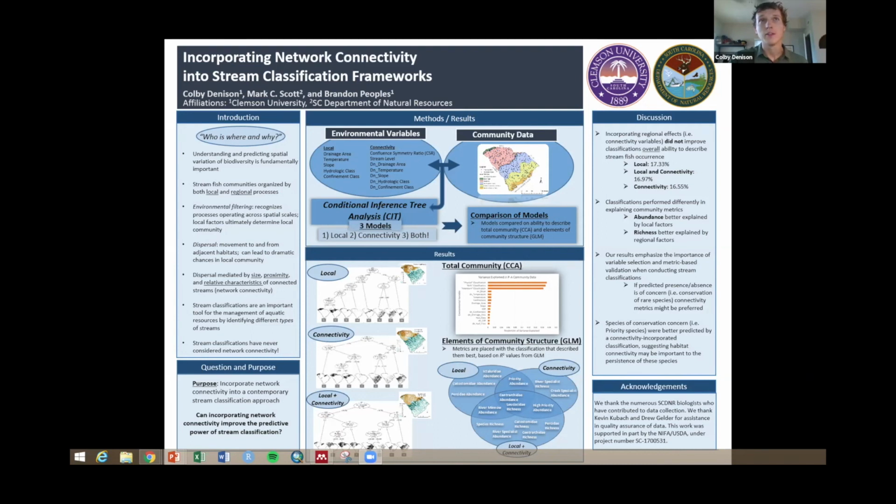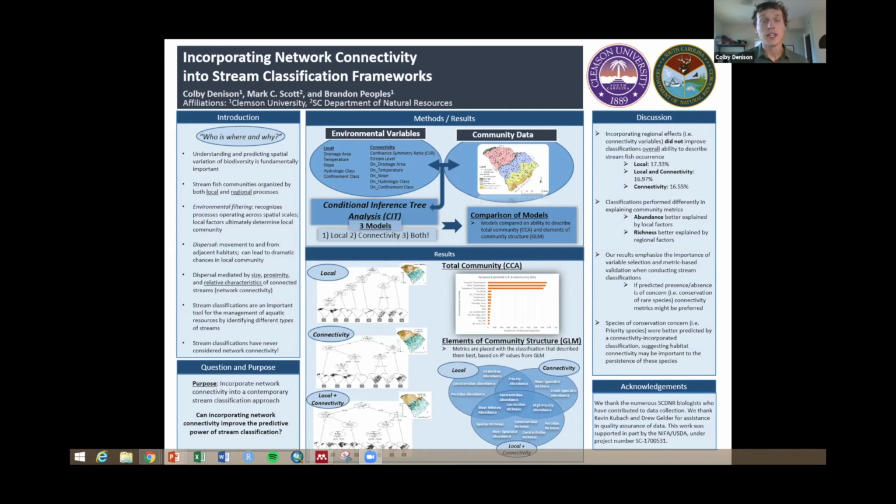So the title of my project that I'm presenting today is Incorporating Network Connectivity into Stream Classification Frameworks. And this is a pretty interesting exercise to put together this poster. I've presented it 5 times at conferences, but always as an oral presentation. Never as a poster, so kind of distilling it down into 1 page is an interesting exercise.